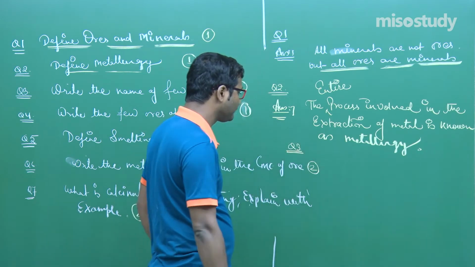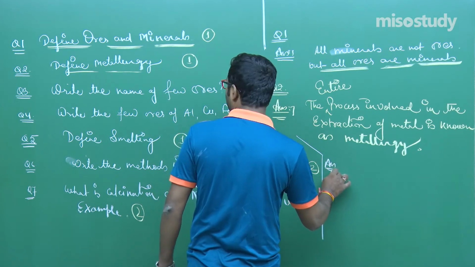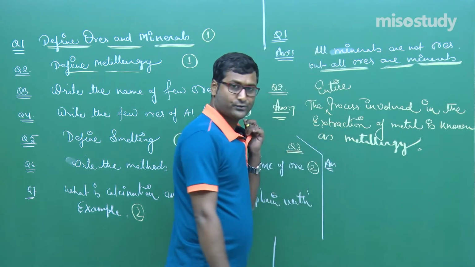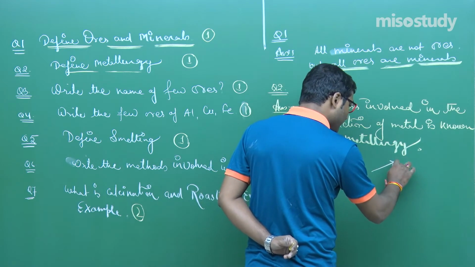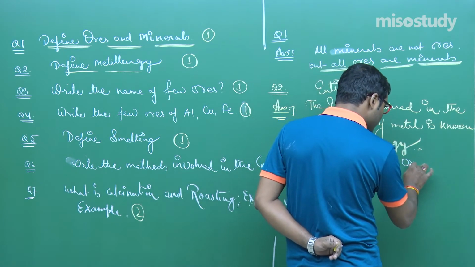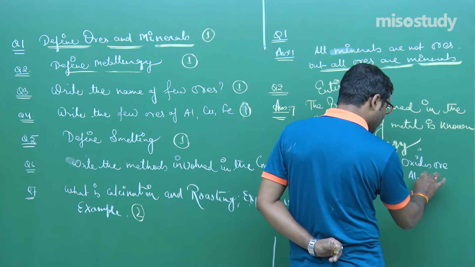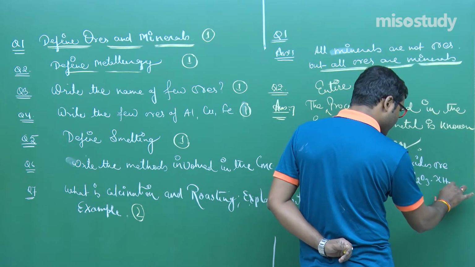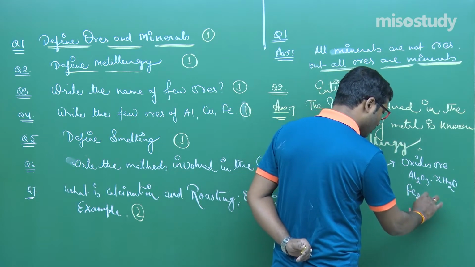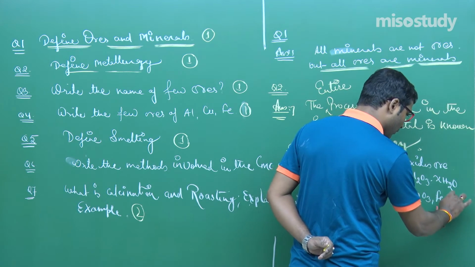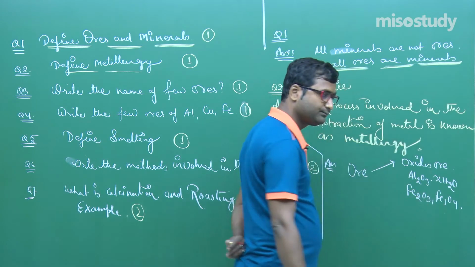The answer is simple. Now, what is question number 3? Listen carefully, my friend. This is the answer given here. Write the name of a few ores. As I told you earlier, ores may be, my friend, oxide ores. Like if I write here Al2O3.xH2O, remember this? Oxide ore. If I write here Fe2O3, Fe3O4, these are all examples of oxide ore.